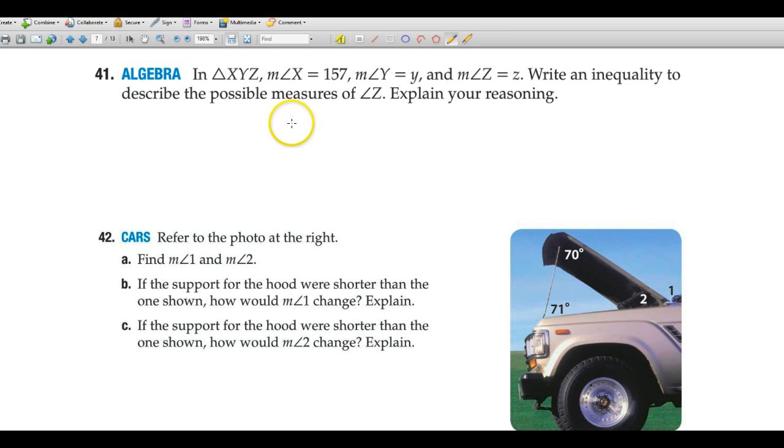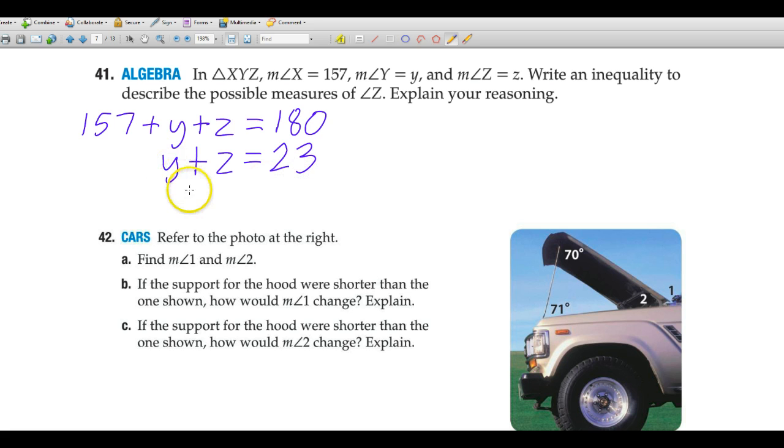In number 41, triangle XYZ, the measure of angle X is 157, the measure of Y is equal to y, the measure of Z is equal to z. Write an inequality to describe the possible measures of angle Z. Explain your reasoning. So we know that the measure of angle X plus the measure of angle Y plus the measure of angle Z must be equal to 180 by the triangle sum theorem. So if we subtract 157 from both sides, y plus z must be equal to 23.